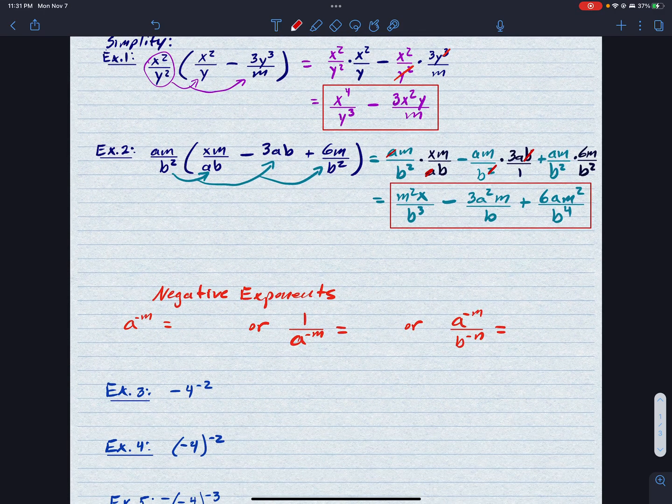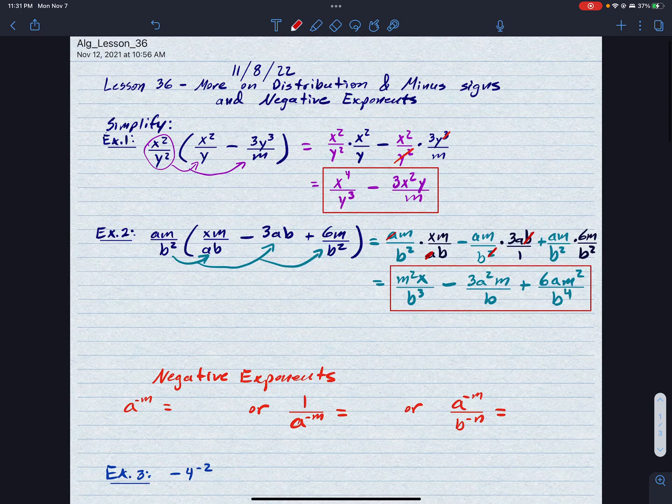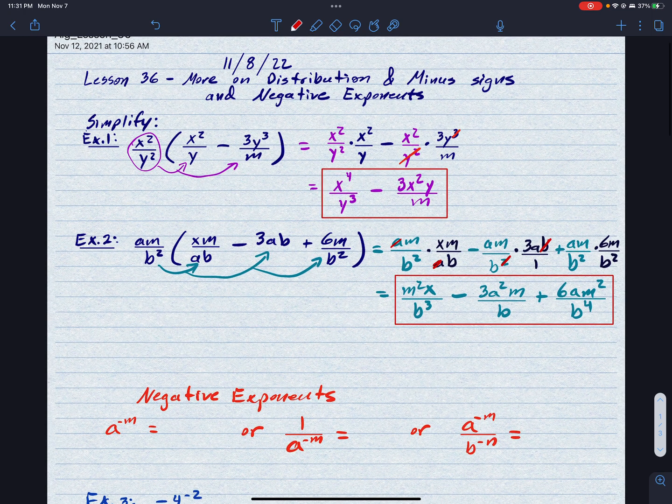Okay, welcome back for part 2 of our lesson 36, more on distribution, and then minus signs and negative exponents. We worked example 1 and 2 in the last video. Now we're going to move on and discuss negative exponents.